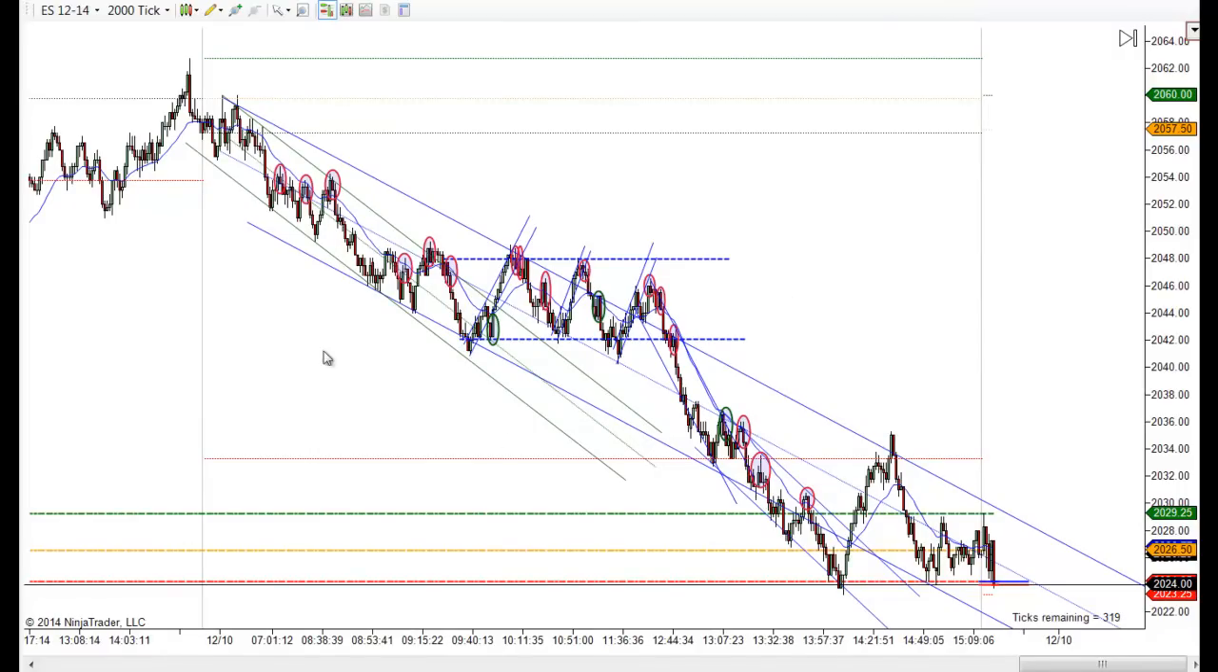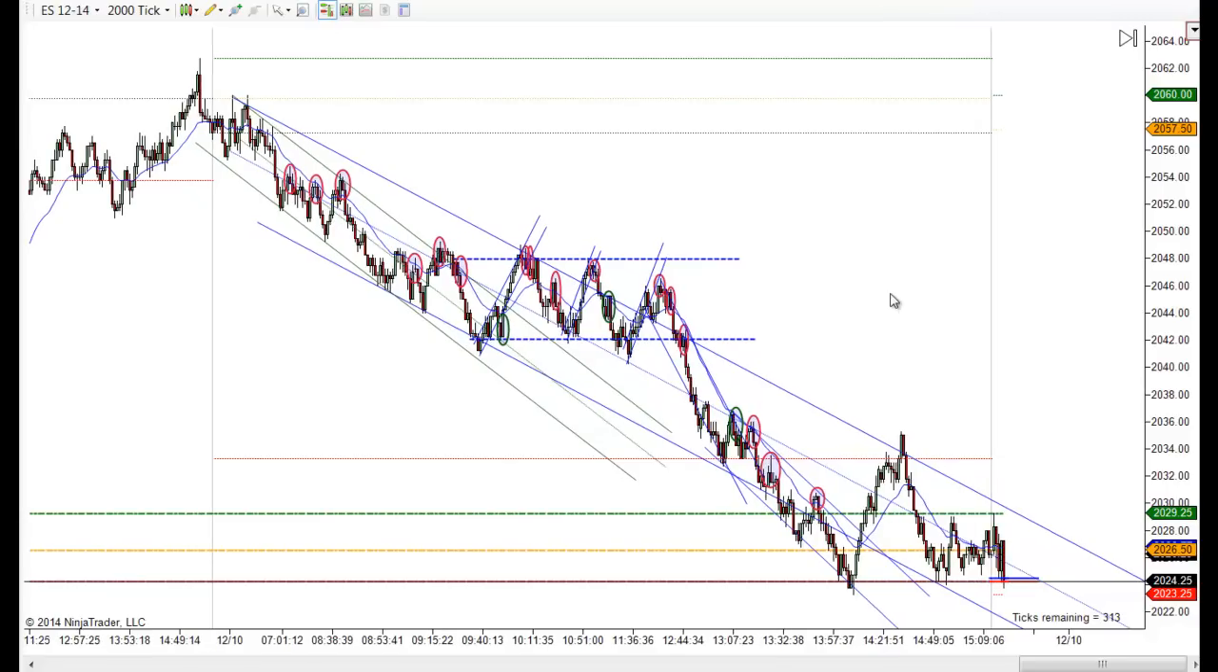Clear channel, a couple of shorter term ones in there as well. A really good trading day. And I mean, really from the close yesterday of 57 or 58 in there somewhere, we're down here to 23. So that's a 30-point move.